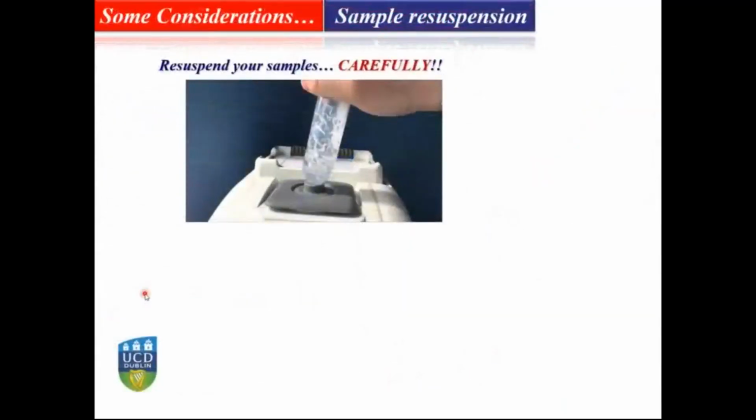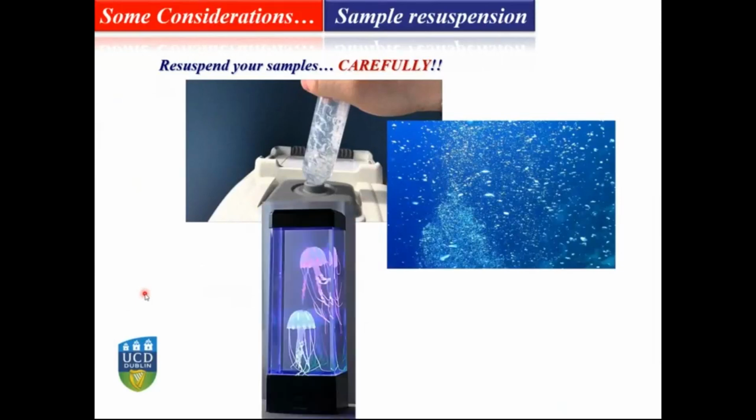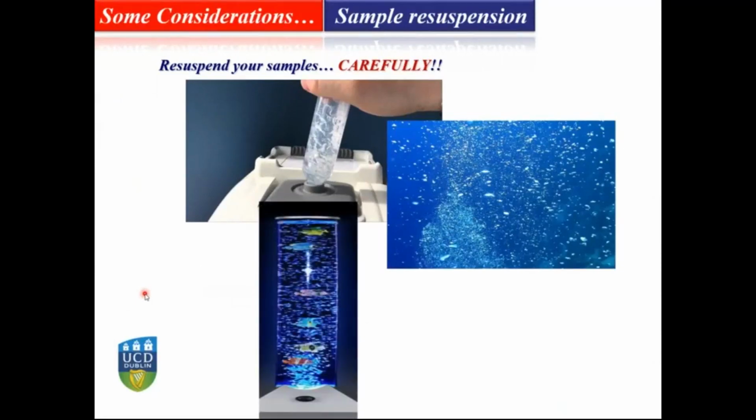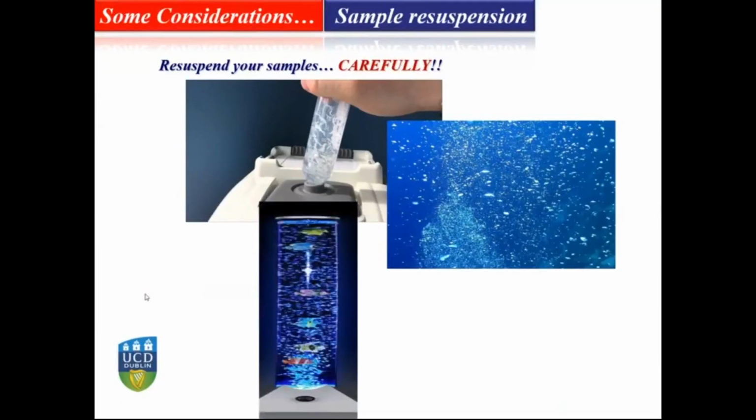One of the things, just before I move on, is when we are working with very small particles, avoid vortexing. The reason for that is that you're creating air bubbles that scatter light, so it will look like this instead of this. So be careful, do not vortex, just pipette up and down gently.